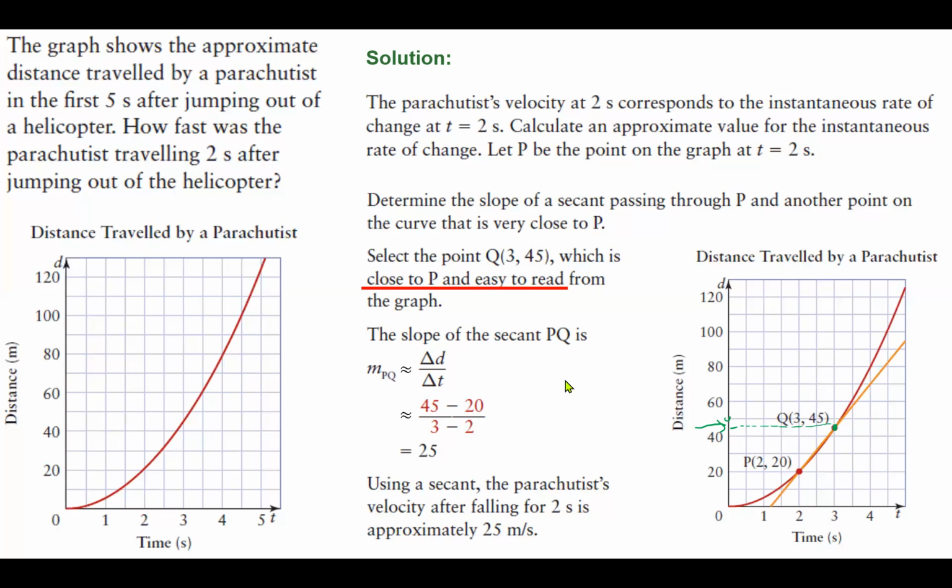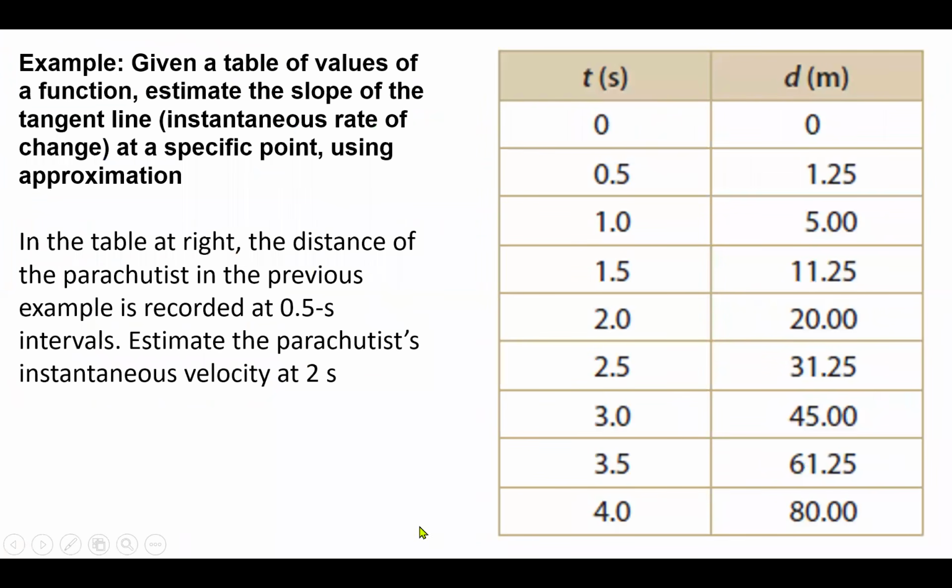Okay, if you have no questions, let's have a look at the next example. Let's see this example. It illustrates that given a table of values of a function, you can also estimate. Note here, estimate, not the exact value, okay? We can also estimate the slope of the tangent line or instantaneous rate of change at a specific point using approximation.